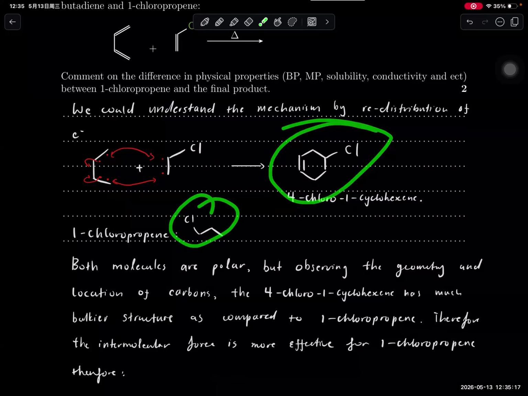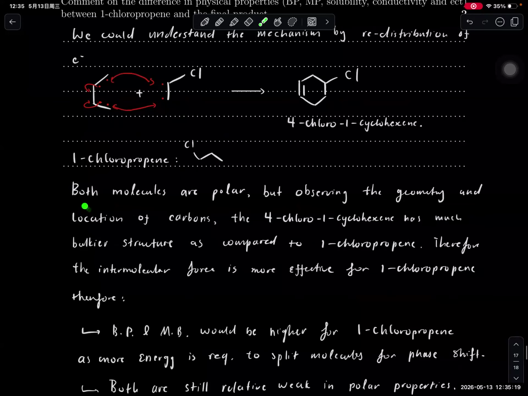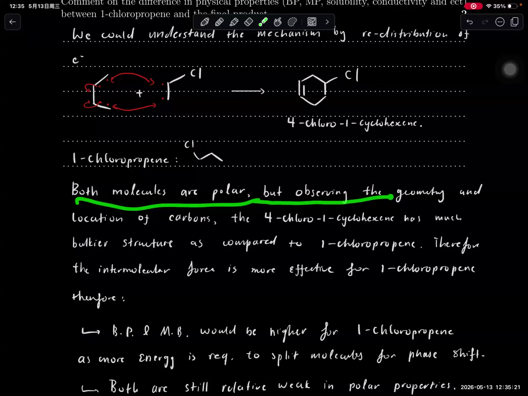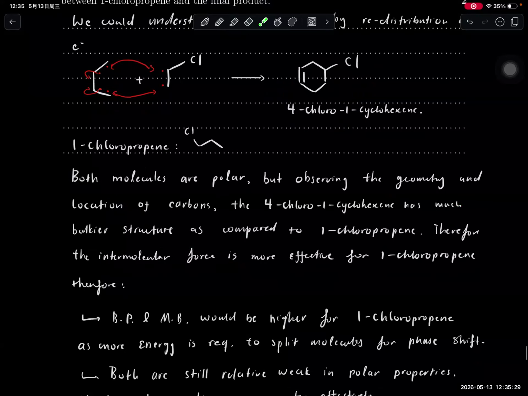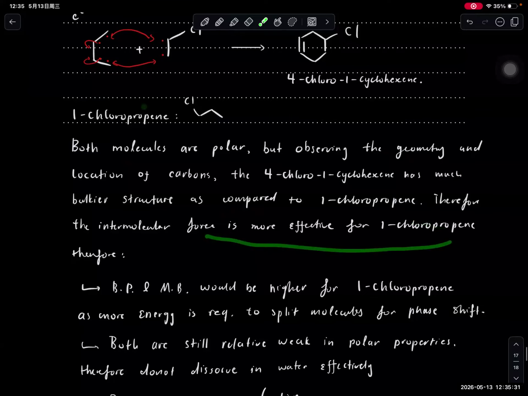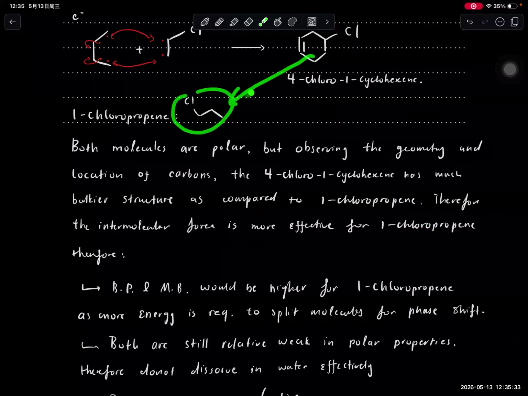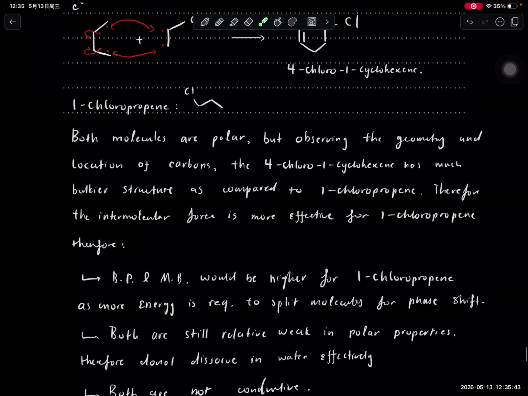The next part of this question wants us to compare this thing and this thing in terms of physical properties. Both molecules are polar, but observing the geometry and location of the carbons, this one is much bulkier compared to this thing. Therefore the intermolecular force would be more effective here. They have a big difference in intermolecular force, which contributes a little bit to the dispersion force as well, but it's really not quite important here.